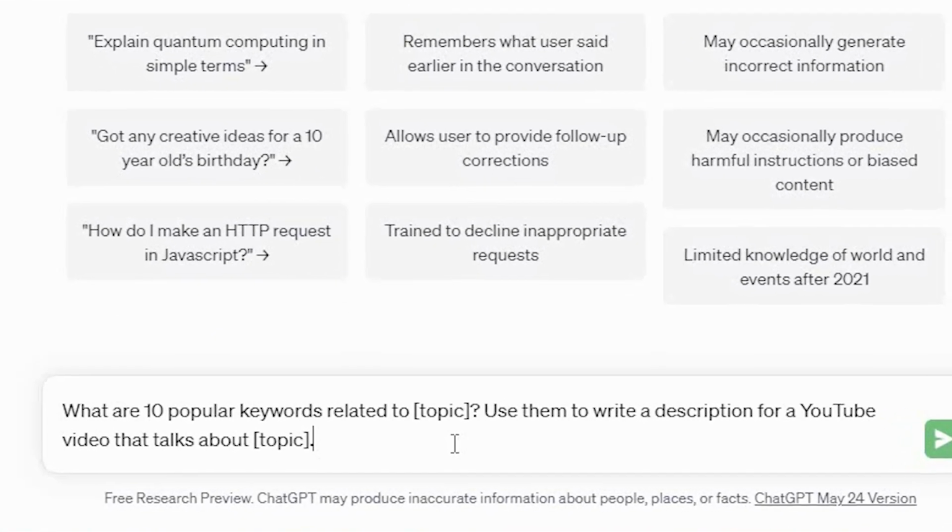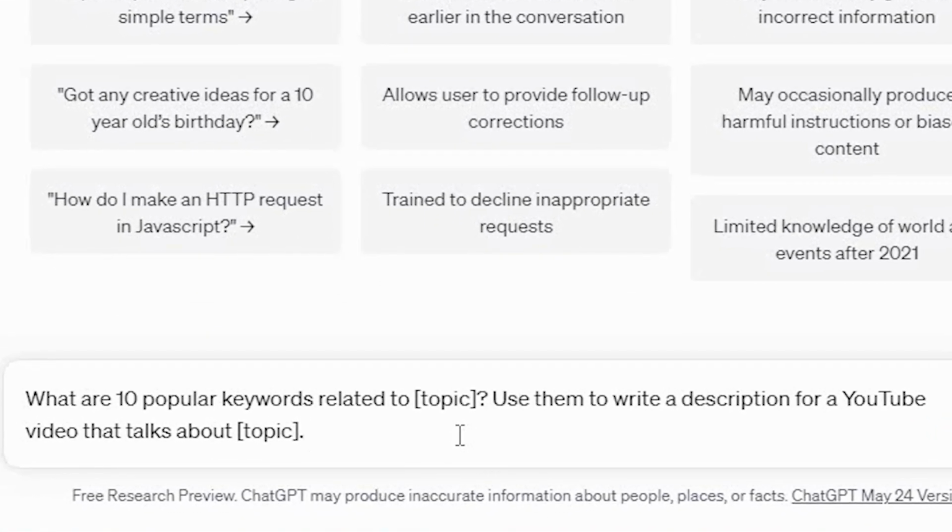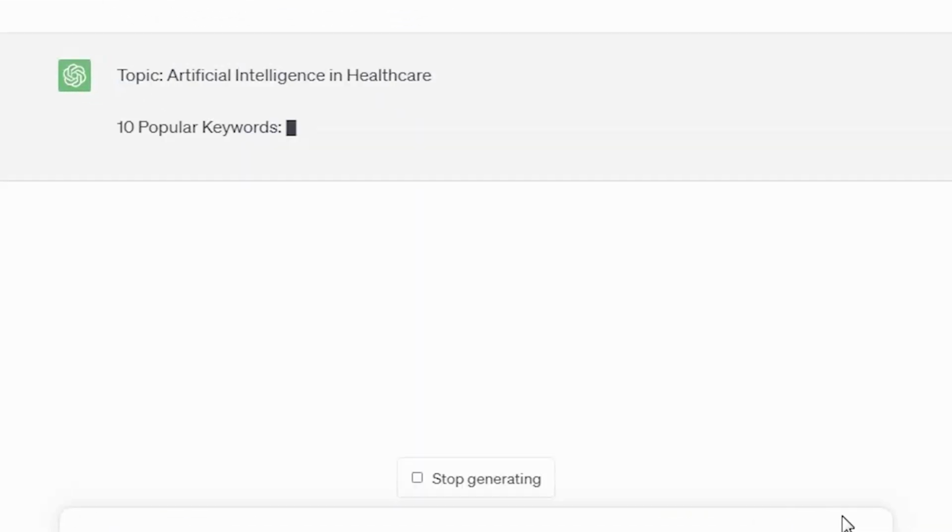What are 10 popular keywords related to topic? Use them to write a description for a YouTube video that talks about topic. After which we get this answer.